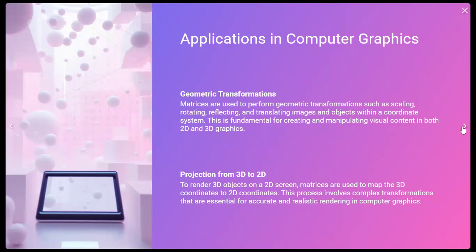Industry examples: Pixar uses these techniques to make each layer on Sally move realistically. Next time you watch Avengers, remember Thanos' snap was powered by matrix multiplication.